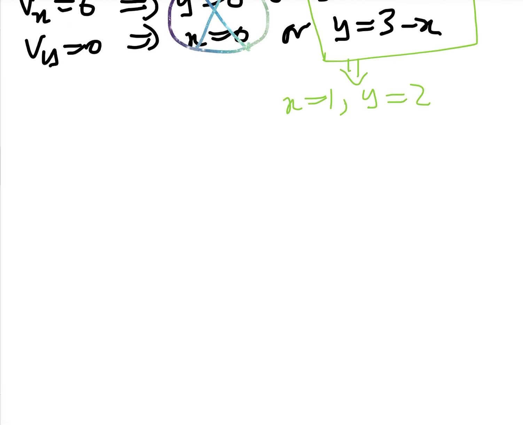We need to put this into the discriminant. We can show that for these values of x and y, so at the point 1, 2, the discriminant very easily can be shown to be 27, and that is positive. So what we end up with here is a proper maximum.